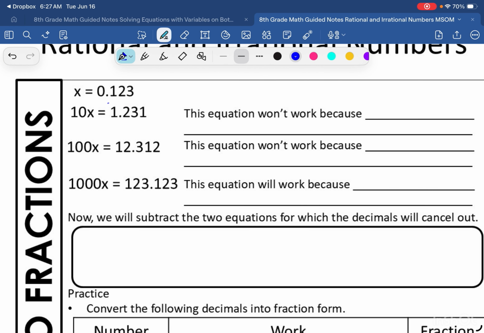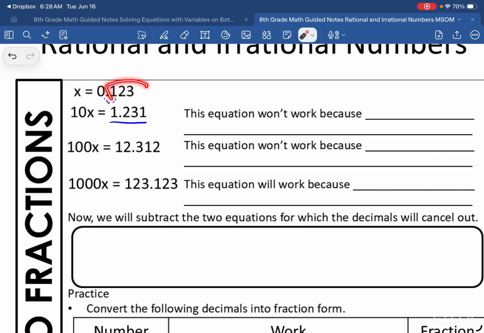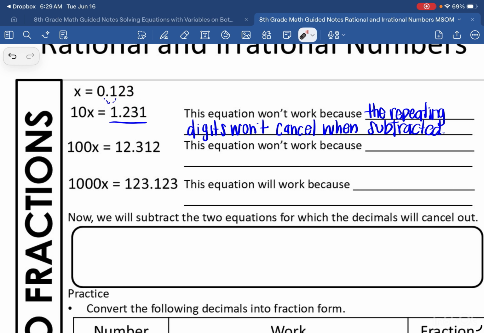My 10x, meaning I'm multiplying each side by 10, so my decimal is going to move over one spot. 10x will equal 1.231231. This equation won't work because the repeating digits right here, if I were to subtract them, they're not going to cancel out. I need the digits to be exactly the same on the right of the decimal.